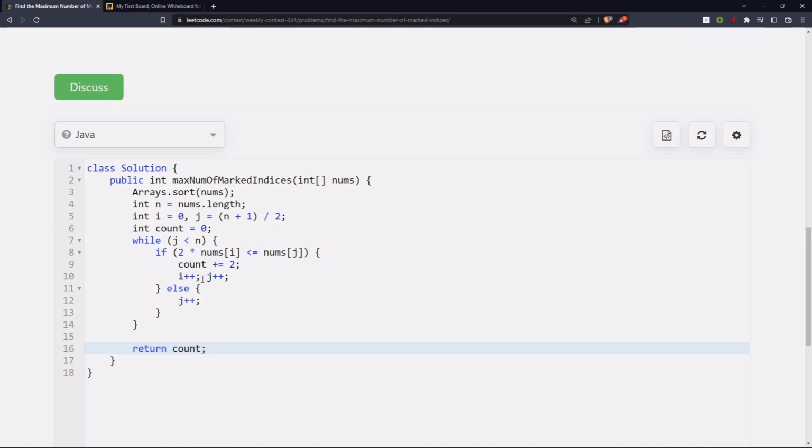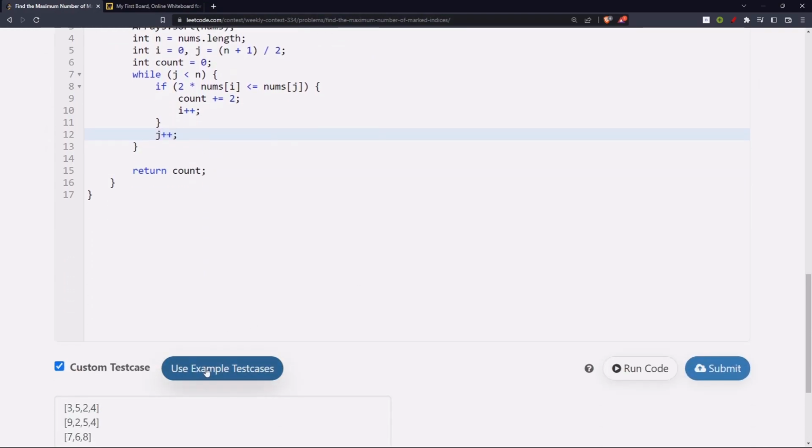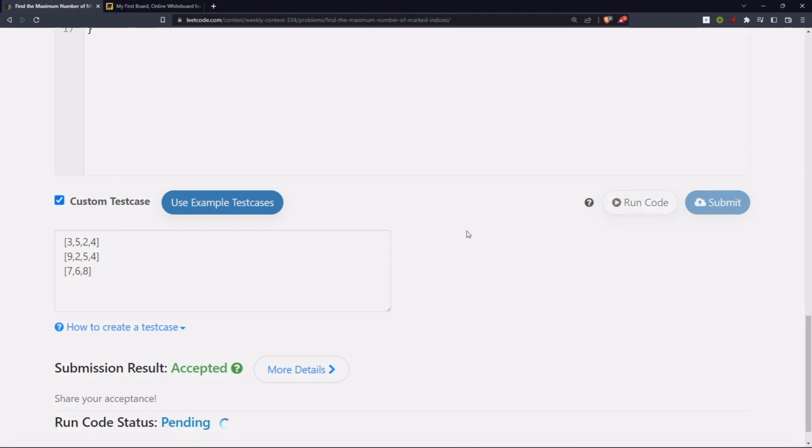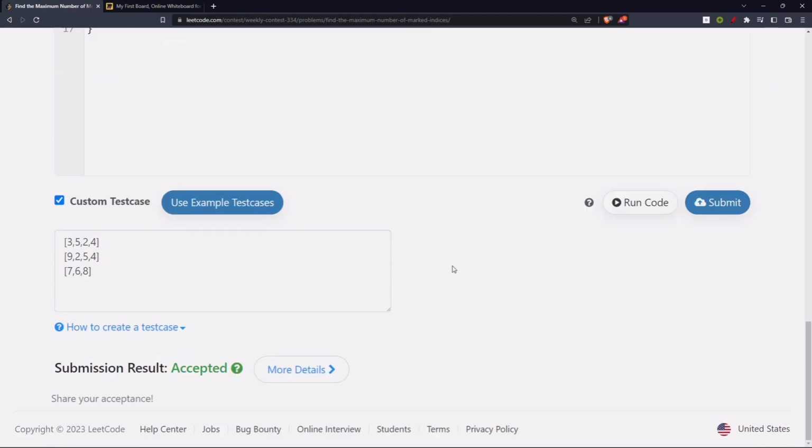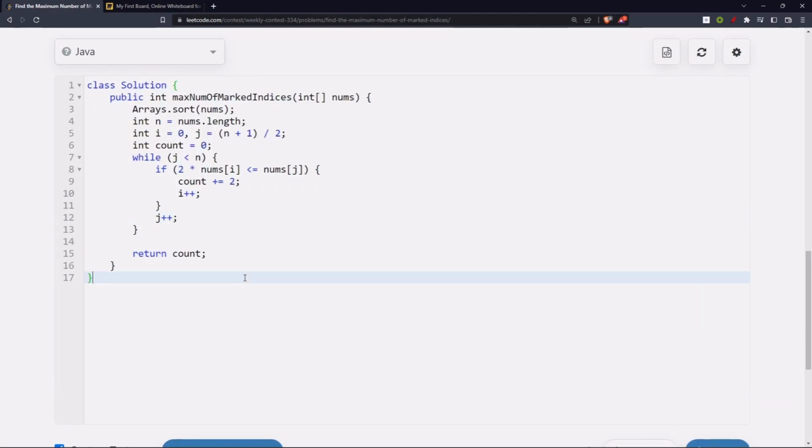Now we can boil this down to this as well, like we can do this as well. Okay, let's submit. There we go. So our time complexity is big O of n by 2, or you can say n, and space complexity is constant. We didn't use any extra space, right?